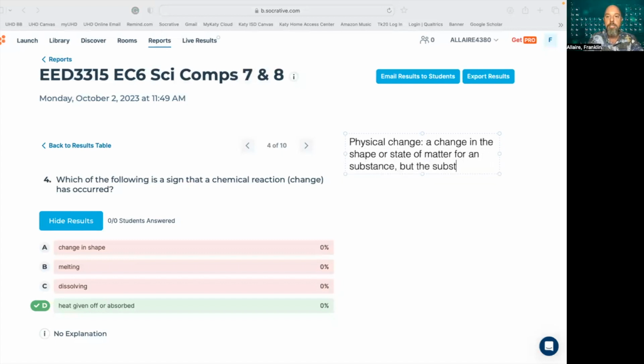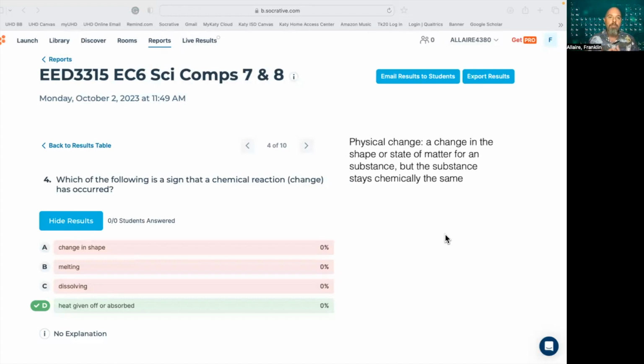But the substance stays chemically the same. Okay, so for instance, if I was to melt ice that came out of my freezer, the ice is melting, it's changing its state from a solid to a liquid. However, it's still made of the same stuff. It's still made of water, H2O.